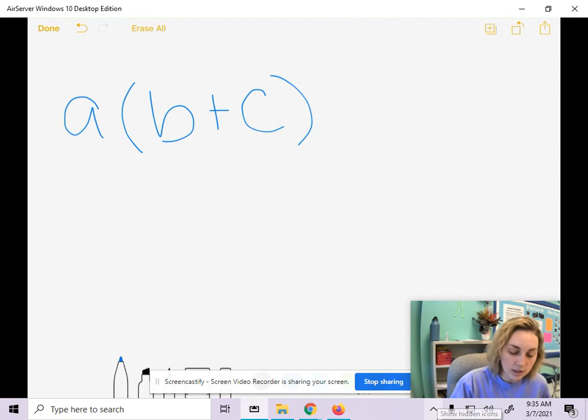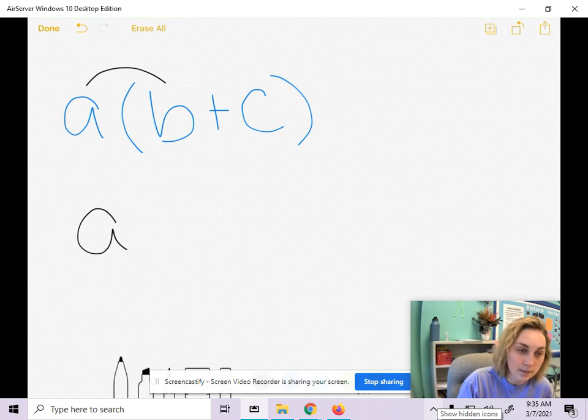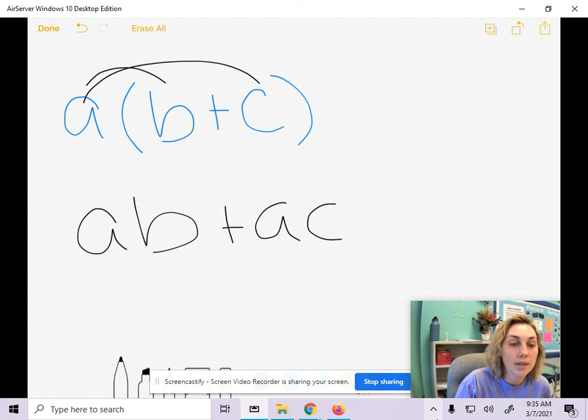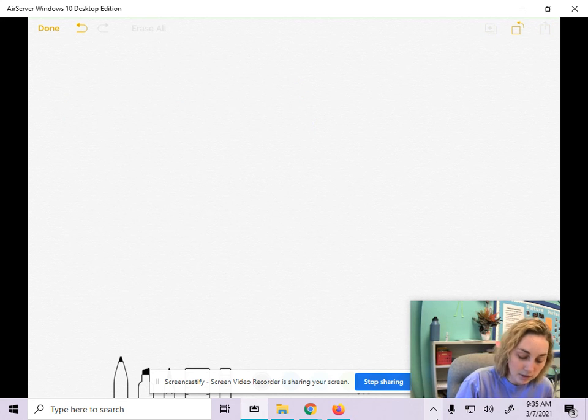So what you would do is you would multiply this a by b. So a times b is ab. And then you would multiply a by c. Okay, you multiply what's outside of the parentheses by everything inside the parentheses. So a times c would give us ac.